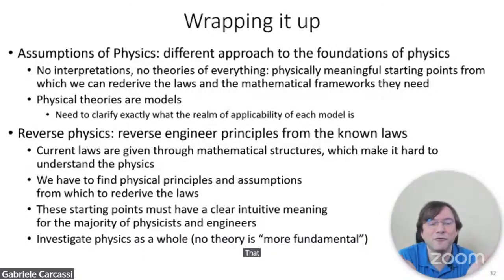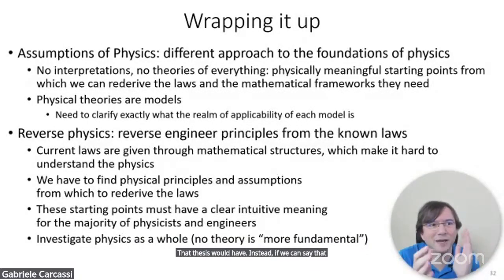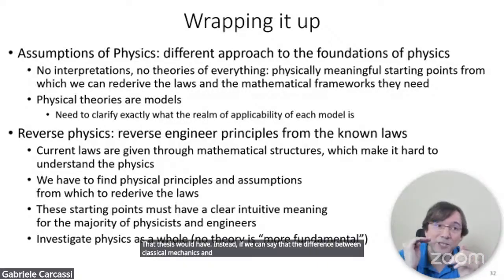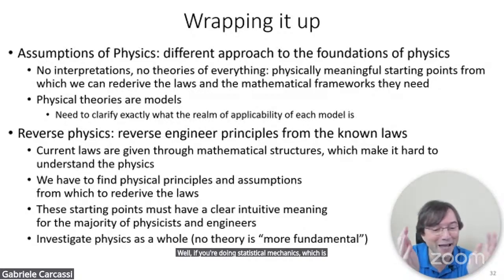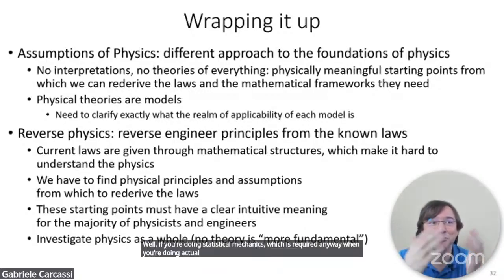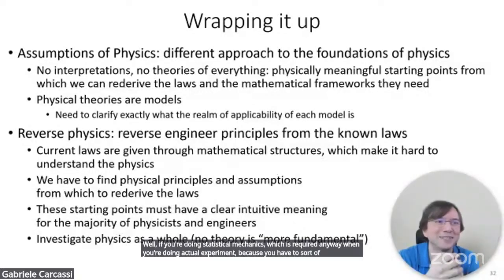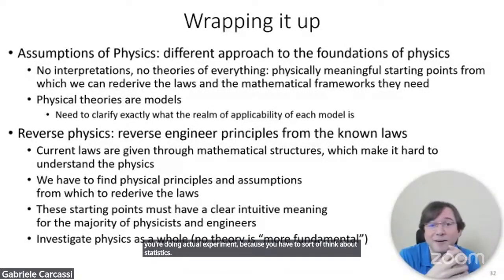Instead, if we can say that the difference between classical mechanics and quantum mechanics is just that we have a lower bound on the entropy, well, if you're doing statistical mechanics, which is required anyway when you're doing an actual experiment, because you have to think about statistics, you have a clear understanding of what that difference is. It's a lot more intuitive.